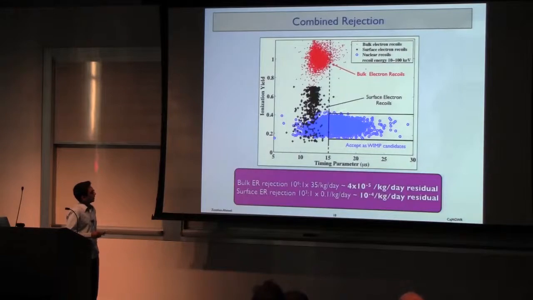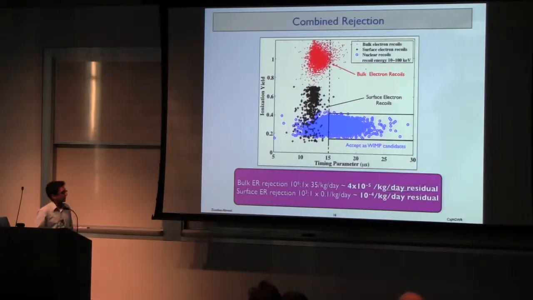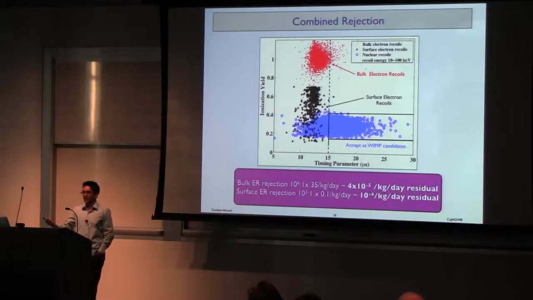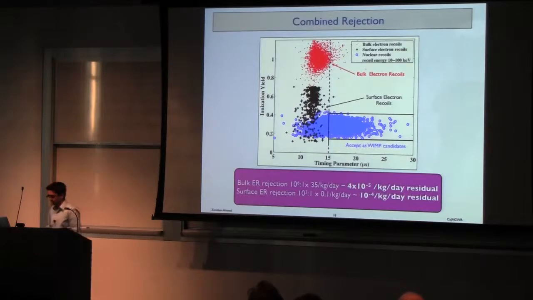So now combining the ionization yield and the timing parameter, this is the kind of rejection we have: 10 to the 6 to 1 for bulk gammas, and for surface events 1,000 to 1, which is a lot better than 10 to 1, right? And so these are the residual rates we're left with. So this kind of sets the scale for what kind of rate we can count to in WIMPs, right? Okay.